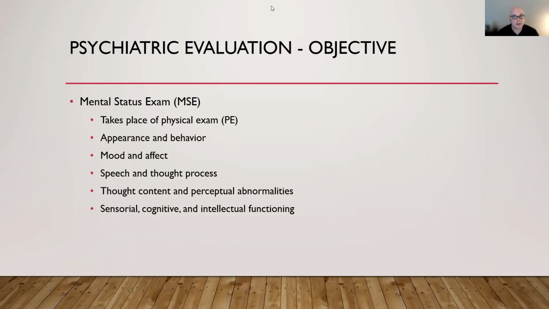And remember, we're in objective now. So we're not asking questions to get history. If we're asking questions at this point, it's just to observe the patient's response. So subjective is what the patient tells you, objective is what you observe, and you have to keep those two straight. So appearance and behavior, mood and affect, speech and thought process, thought content and perceptual abnormalities, and sensorial, cognitive, and intellectual functioning. And we're going to go into each of these in detail.